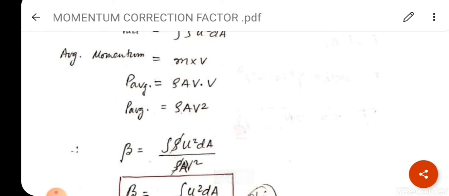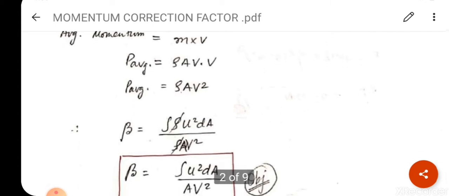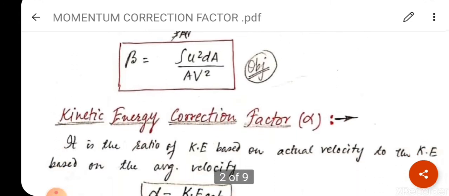Average momentum is given as m into v. So we can write P average is rho AV into V, or finally rho AV square. So putting the value in the beta equation, integral of rho u square into dA upon rho AV square. After cancelling rho, you will get the final answer as integral of u square dA upon AV square. This is the momentum correction factor.